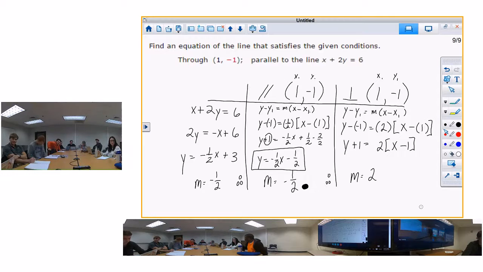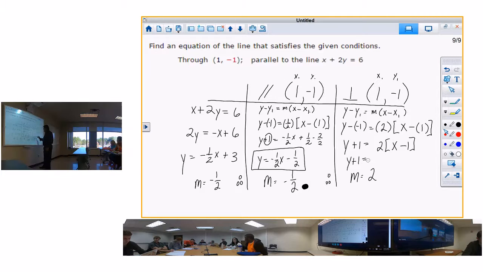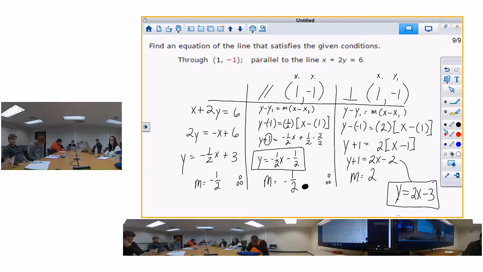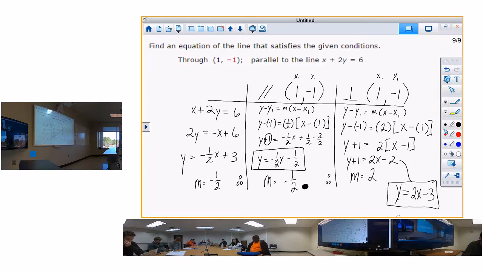Y plus 1 is equal to 2x minus 2. Bring the 1 over, and that becomes y plus 1. I'm sorry. Y equals 2x minus 3. Now, if you can do both of those and get the parallel line or the perpendicular line, you're good to go. Capiche? Feel good about that?